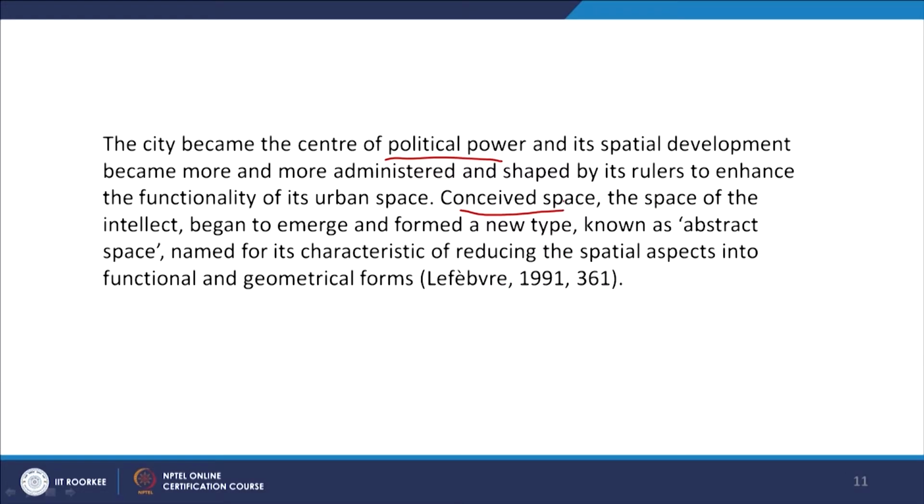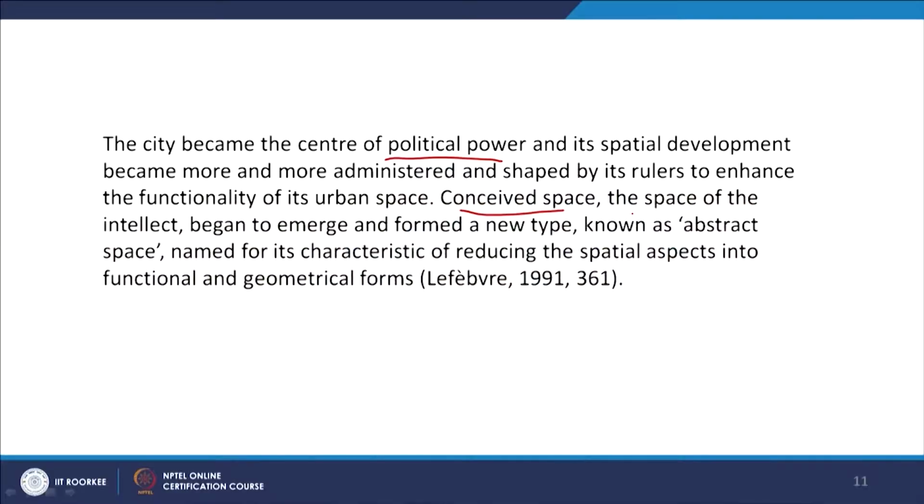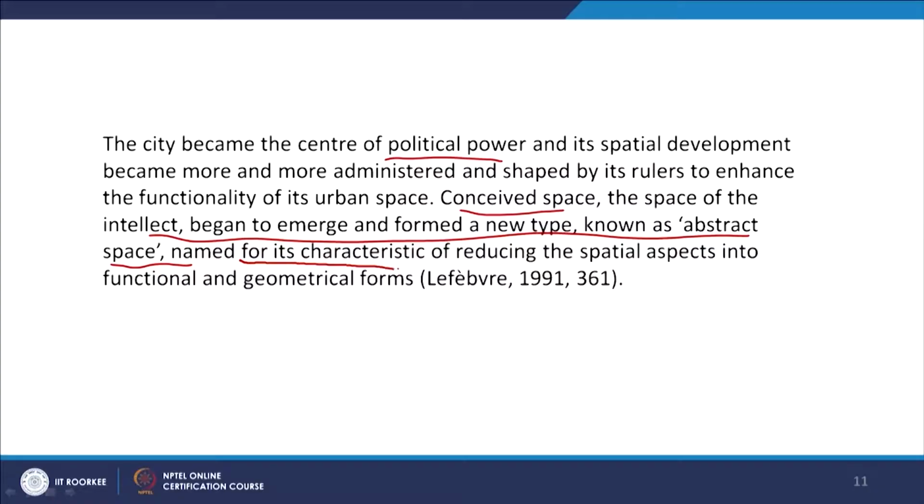So that is where the conceived space goes back to Lefebvre's first analogy of conceived space, where the space of intellect began to emerge and formed a new type known as abstract space. So from the absolute, here we talk about a kind of conceived space or abstract space, which reduces the spatial aspects into functional and geometrical ones. So how it breaks into land parcels, how you divide the whole city into different sectors or fragments.